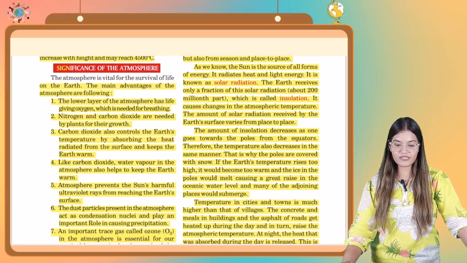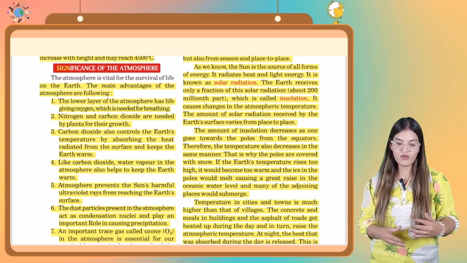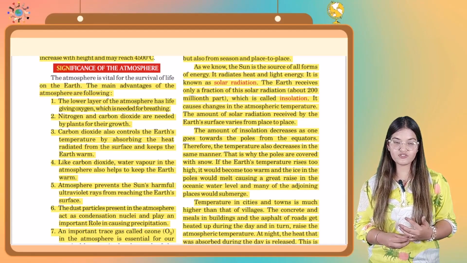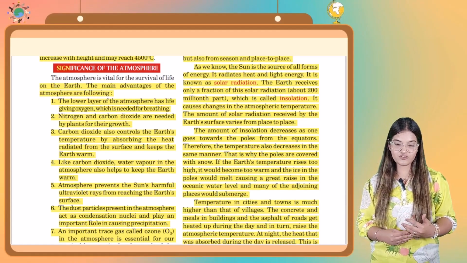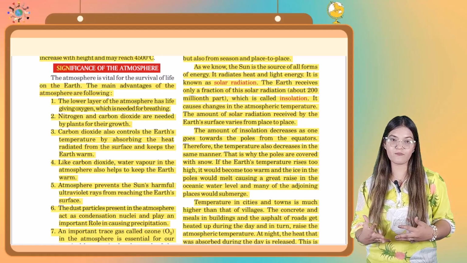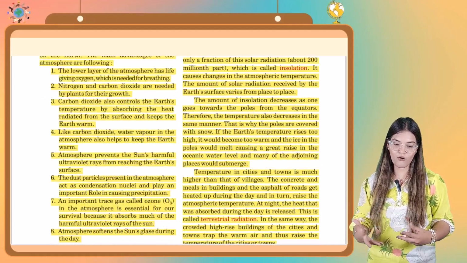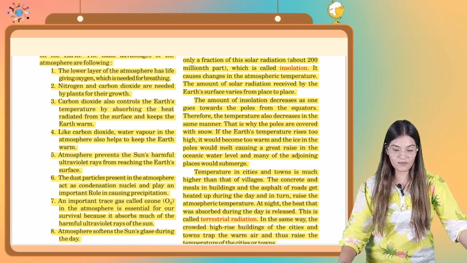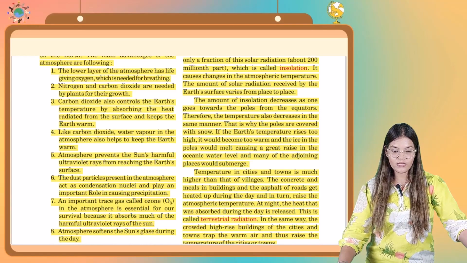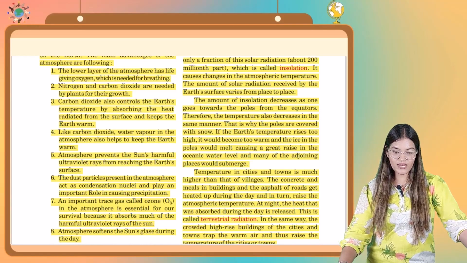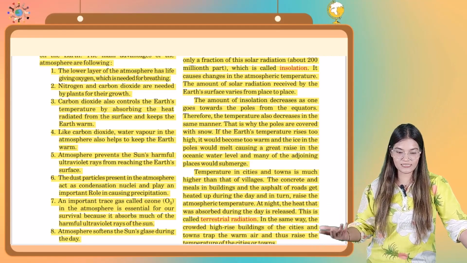The atmosphere is vital for the survival of life on the earth. The main advantages of the atmosphere are the following. जैसे क्या क्या एडवांटेजेस है एटमॉस्फेयर के, कैसे वो हमारे लिए इम्पोर्टेंट है, ठीक है, तो अभी हम उसके बारे में पढ़ेंगे. The lower layer of the atmosphere has life-giving oxygen which is needed for breathing, right. जो हमें ऑक्सीजन मिली हुई है वो हमें सांस लेने के लिए मिल रही है.